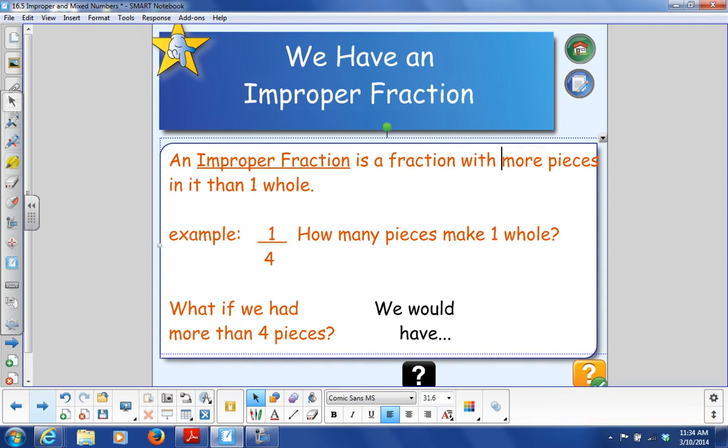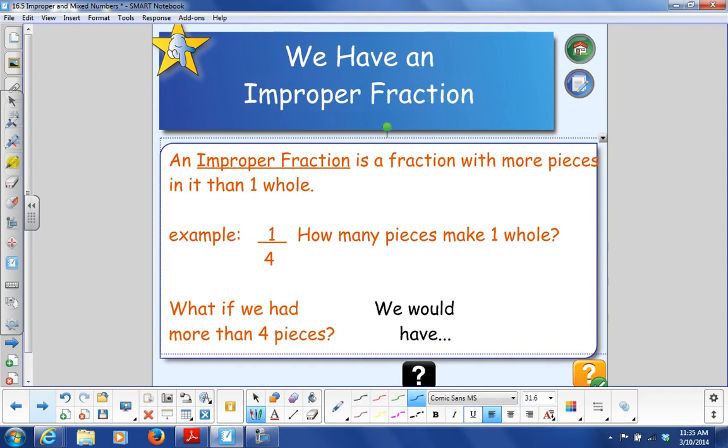1/4, how many pieces make one whole? Okay, so if I had that fraction, how many pieces would I need to make a whole? You can tell me, Parker. I would need 4 pieces, right? Because this right here tells me how many pieces make a whole. Alright, so what if I had more than 4 pieces? I'd have more than a what? Noah. I'd have more than one whole, correct?